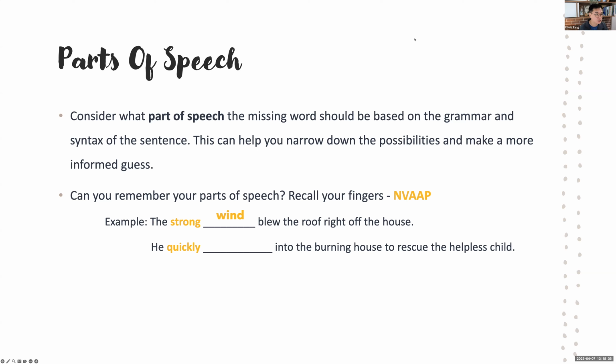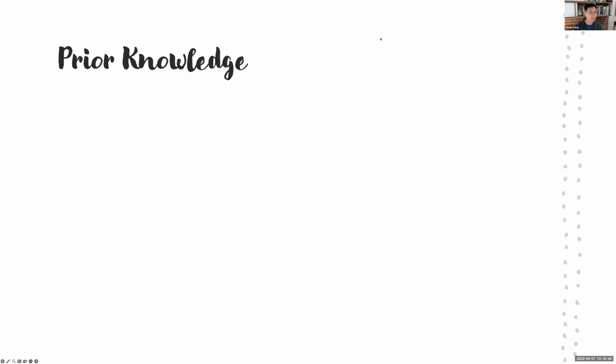Okay, so far any questions? No questions, right? Very straightforward, right? So my first tool is inferencing. My second tool is parts of speech. My third tool is prior knowledge.